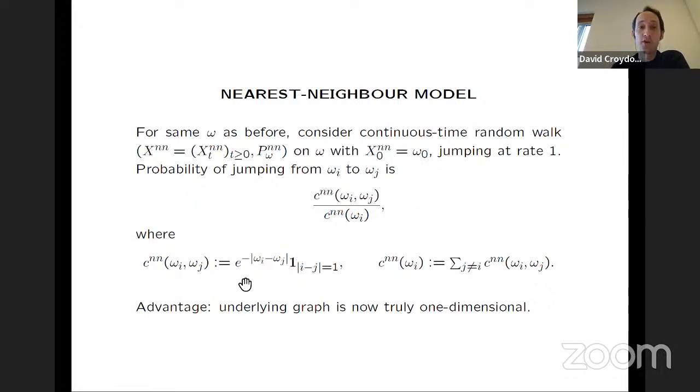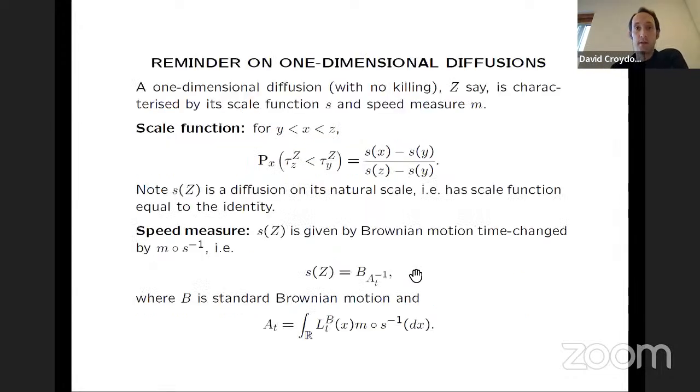Apart from now, I'm only going to allow the conductances to be non-zero if we're nearest neighbors in my Poisson process. So I rule out any other jumps. And so now my graph is really a one-dimensional graph. It's just a perturbation of the integer lattice like this. So of course, the full graph is the complete graph on the integers. Okay, so this is my situation.